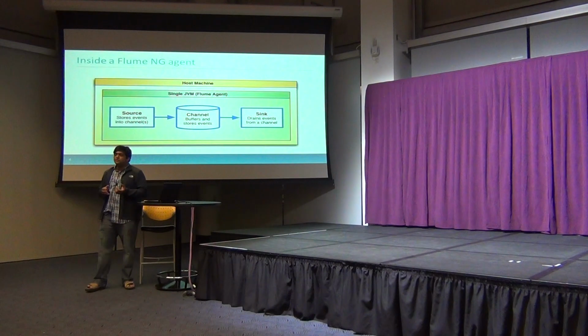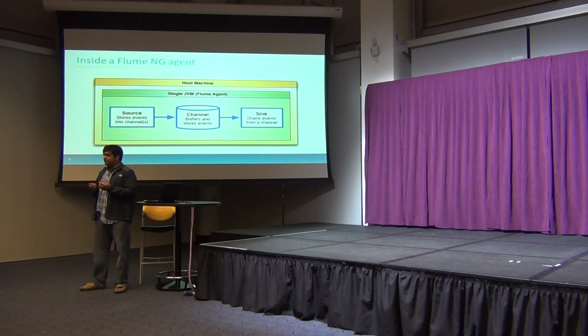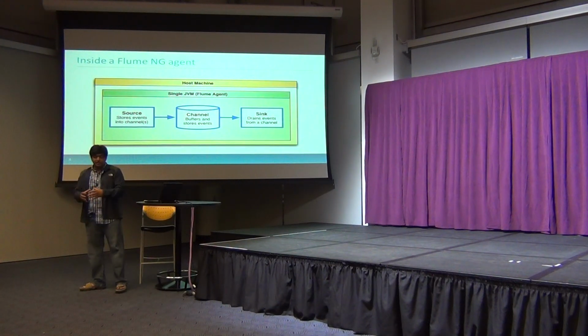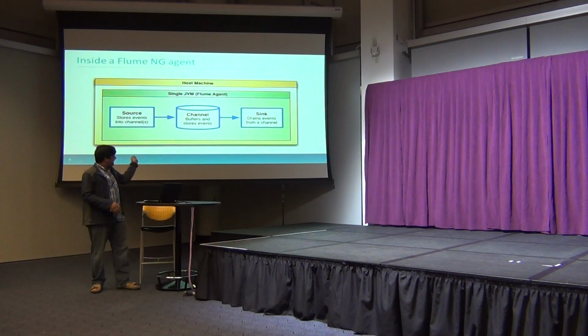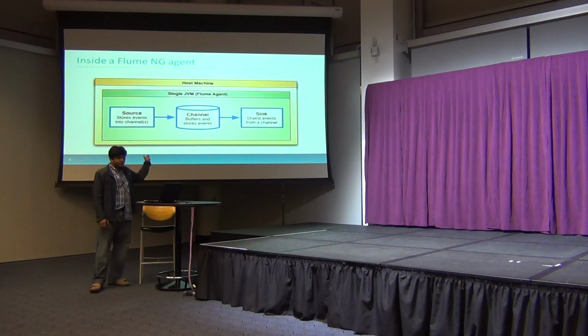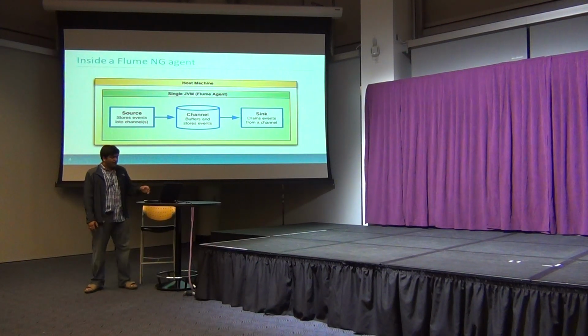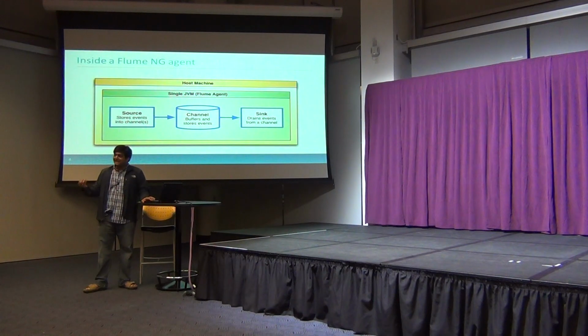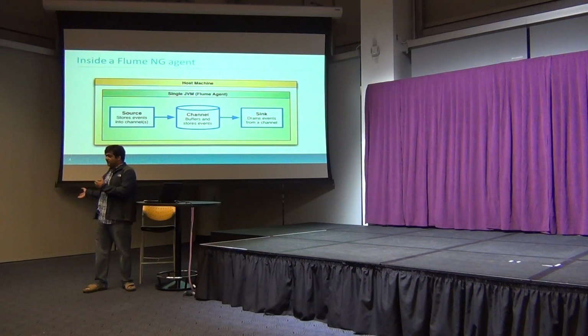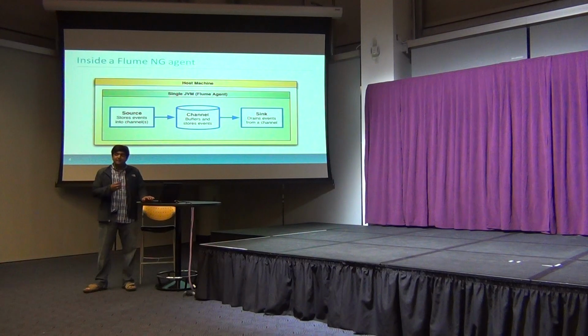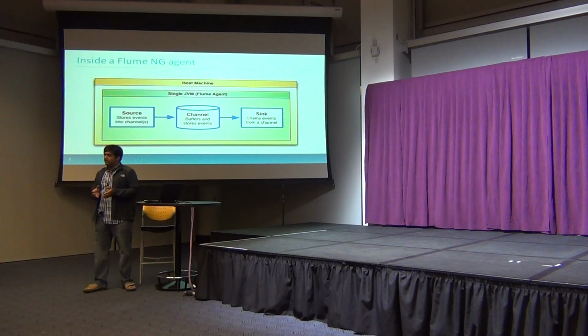So in terms of Flume NG, the simplest unit of deployment is an agent. There's nothing bigger, there's nothing smaller. It's just an agent. Every agent looks exactly like this: source, channel, sink. A source is where the event enters Flume. A channel is a buffer, and a sink is where the event leaves a Flume agent. So the idea is that the channel is a temporary buffer for storing the events.